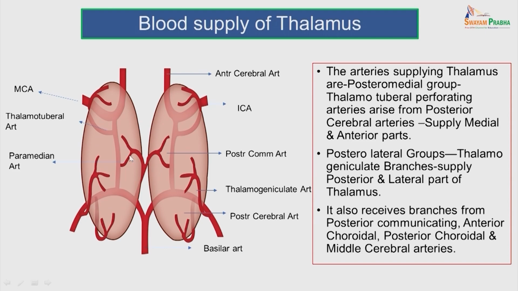It not only receives these branches, but there are other arteries which participate in supplying the thalamus, like the posterior communicating artery, the anterior choroidal artery, and the middle cerebral arteries.